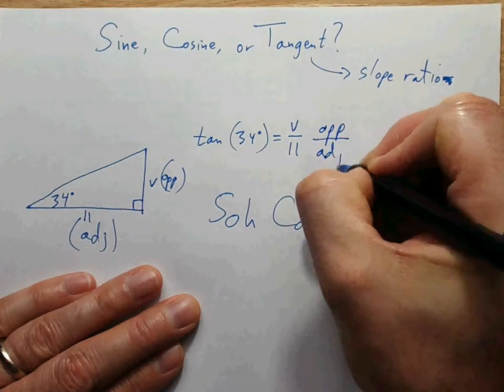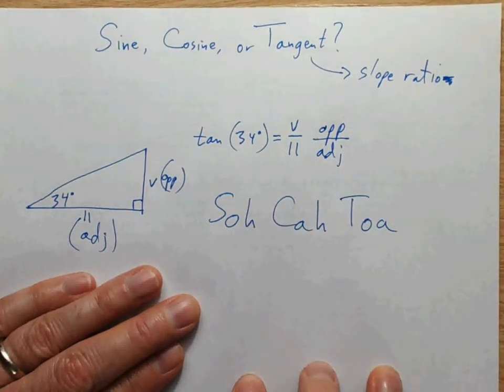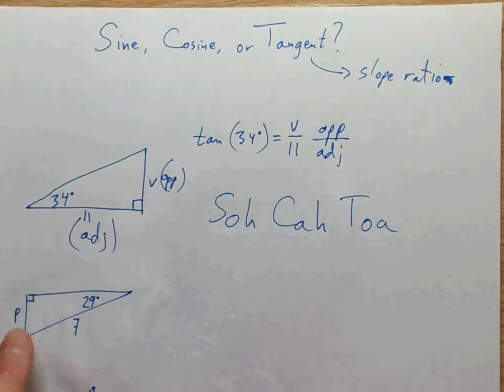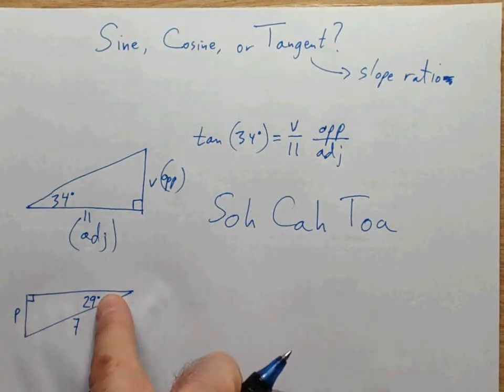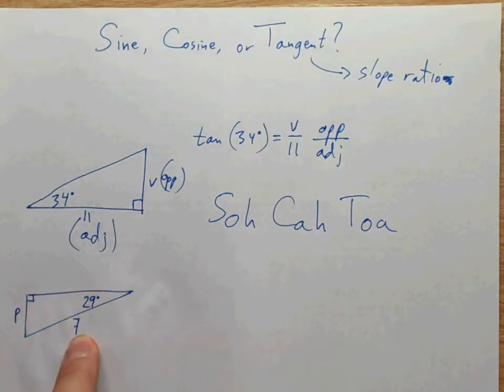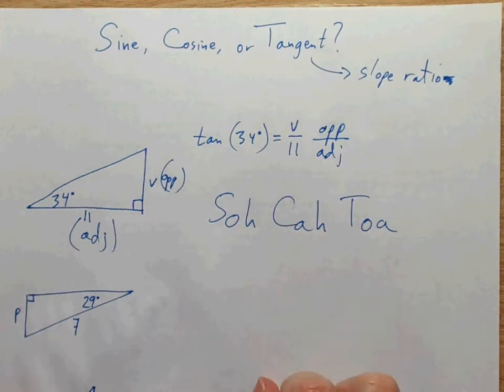Okay? So now that we've done that, we should be able to do the rest of them pretty easily. So here, we want P, we have 7, and we have 29 degrees. Go ahead and pause and see if you can figure out how to do this one, maybe using SOHCAHTOA, how to just set it up.